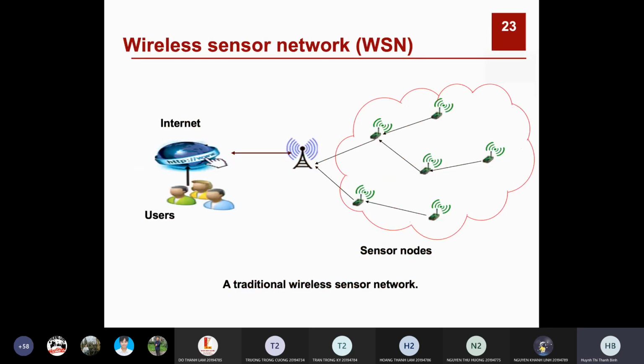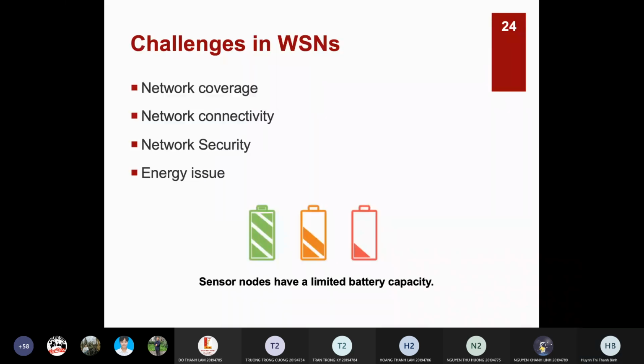I think all of you already know what a wireless sensor network is. But there are some challenges in wireless sensor networks: network coverage, network connectivity, network security, and energy issues. For network coverage, the problem is how to fix the sensors so that all the targets in the area will be covered by at least one sensor. So we call this problem network coverage.